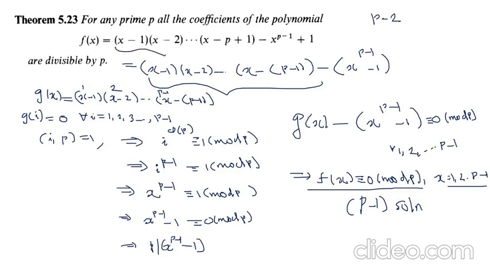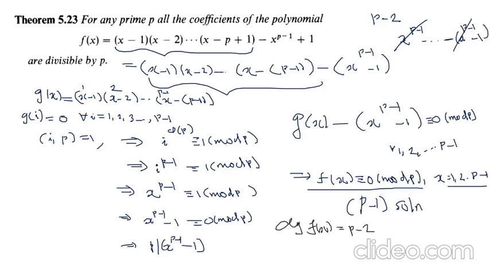Because if we expand this polynomial, we will get x power p minus 1 minus etc. Finally, you will get x power p minus 1 minus 1. So we can cancel x power p minus 1 and x power p minus 1. Therefore, degree of f of x is p minus 2. But this polynomial congruence f of x congruent to 0 mod p has more than p minus 2 solutions.